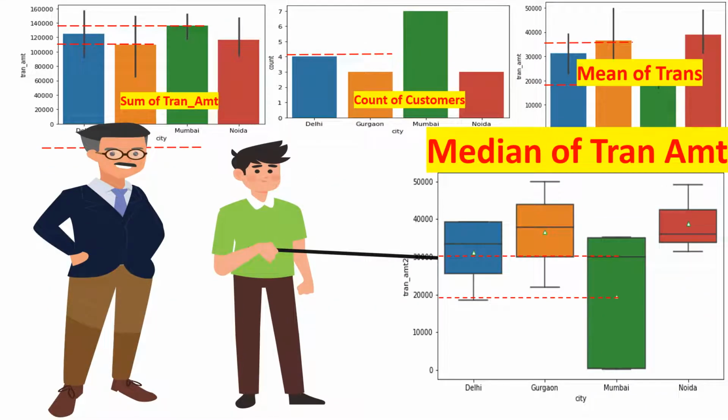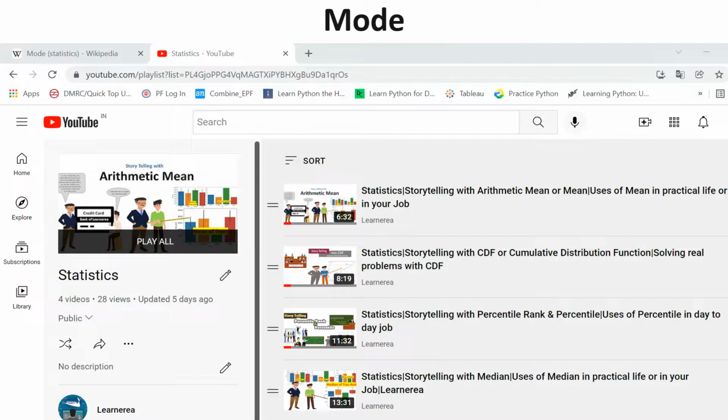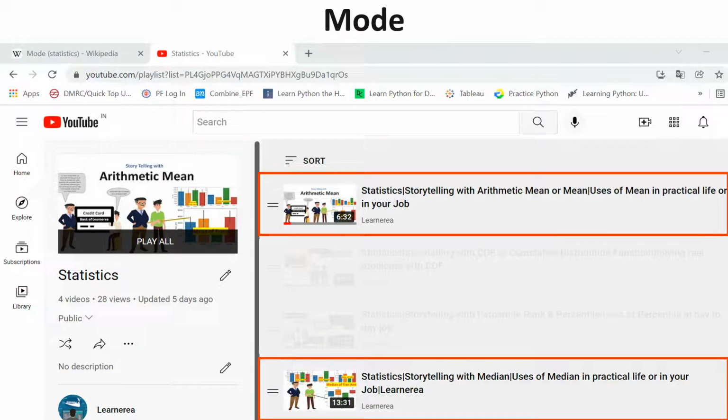Now if you remember, in the previous video Mr. Learnerea fixed some of the issues which he had previously reported by mean in the analysis which he did using mean. All right. Now, before I take you over there, let me tell you, if you have not seen that video yet, these are those 2 videos.